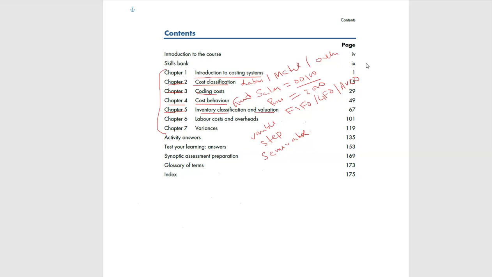Then chapter number 6 is labor cost and overheads. So we're going to see how to calculate the labor cost and the overheads. All of these workings and explanations we're going to see in chapter number 6.